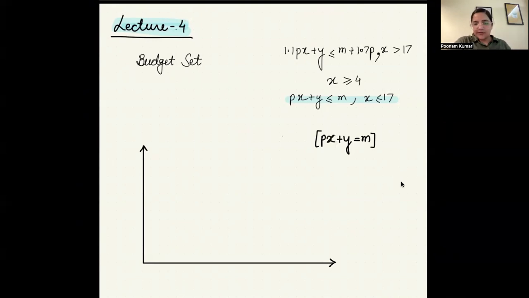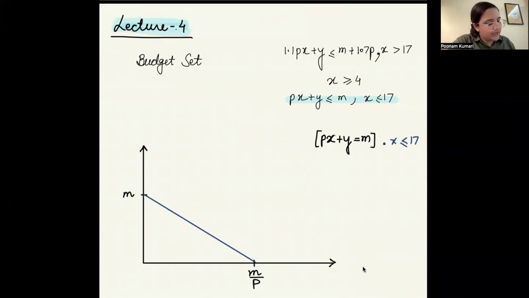So first of all, when x value is 0, then y is equal to m. So y value is m. And when y value is 0, what is the value of x? M by p. M by p, right? So my line is going to be something like this. Right? Very nice. We know that this is the case when x is less than or equal to 17. But right now, we are not concerned about it.